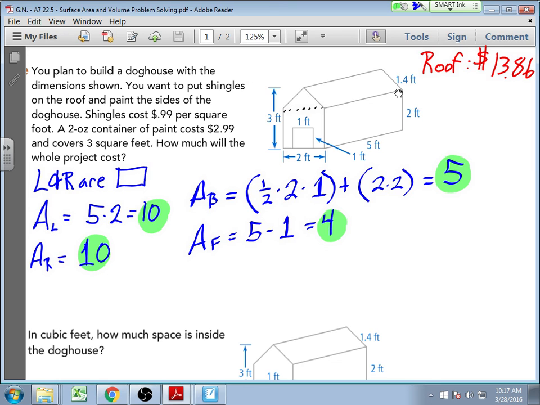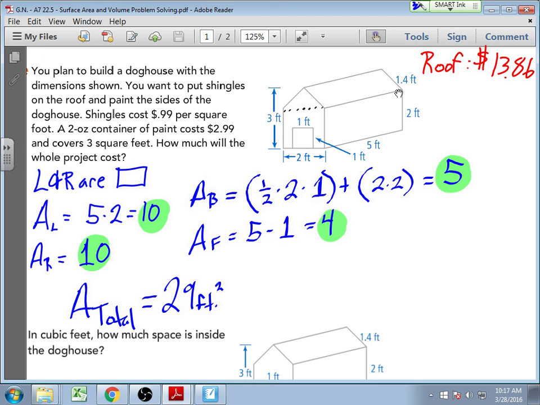So my total area: 10, 10, 5, and 4. What's my total area? 29 feet squared. But what do I do with this to calculate how much it will cost?